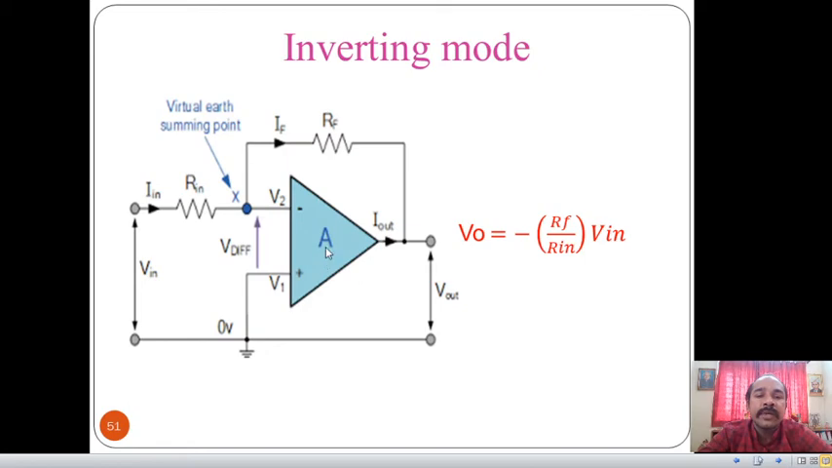The gain of the amplifier is decided by the RF and RIN resistors, which is shown in the circuit diagram. So Vo = -(RF/RIN) × Vin. This minus indicates phase reversal. It is not a negative one, it indicates the phase reversal. Whatever the input voltage waveform is on the input side, at the output we get 180 degrees out of phase. That's why the minus has been given over here. So that covers inverting mode and non-inverting mode.